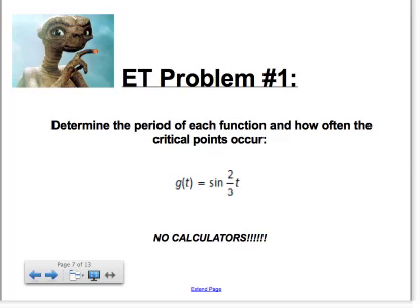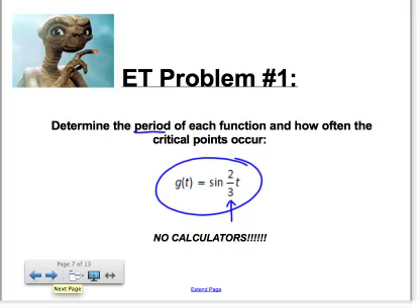First problem, go ahead and graph this one right here. Actually, we're just going to determine the period, because this one's kind of crazy to graph. But here's how much of the cycle would occur in one standard 2 pi? How much of the sine would we see? That's an interesting one. And how often do critical points occur?